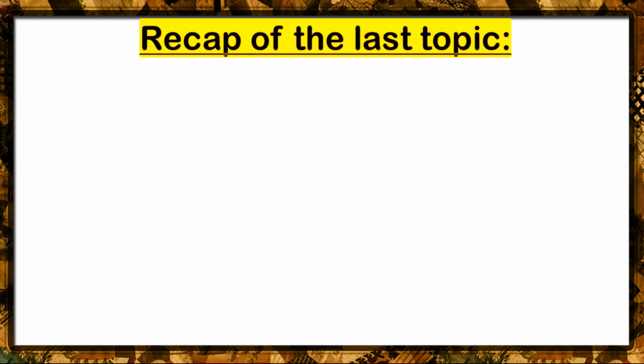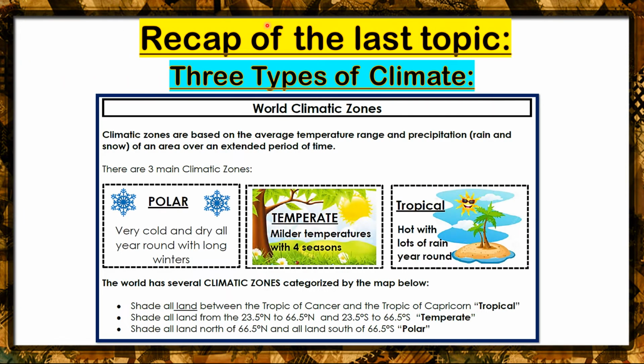So class, before we proceed to our online learning discussion, I would like us to have a short review or recap of the last topics that we have discussed, which is about the three types of climate. World climatic zones. Climatic zones are based on the average temperature range and precipitation, rain and snow of an area over an extended period of time. There are three main climatic zones. They are polar, temperate, and tropical.